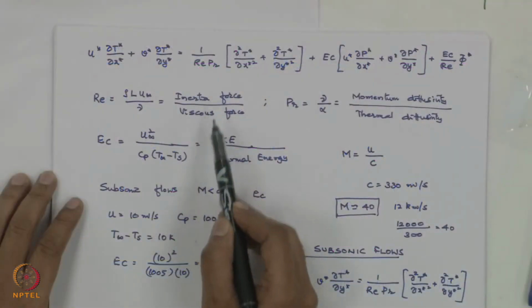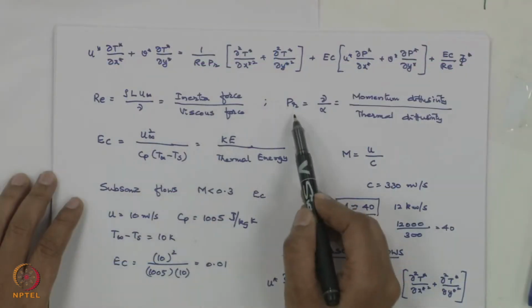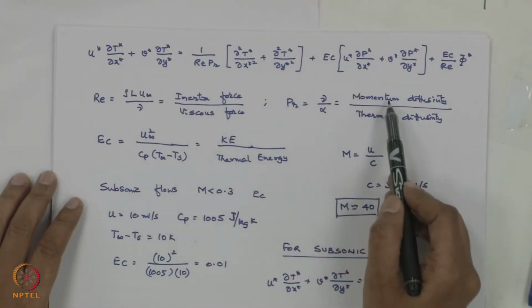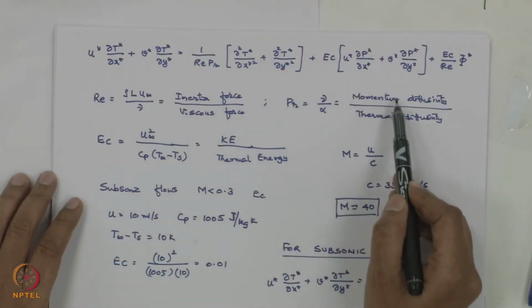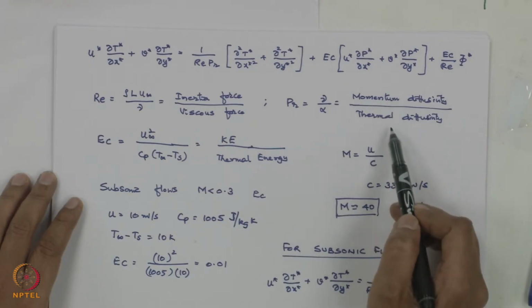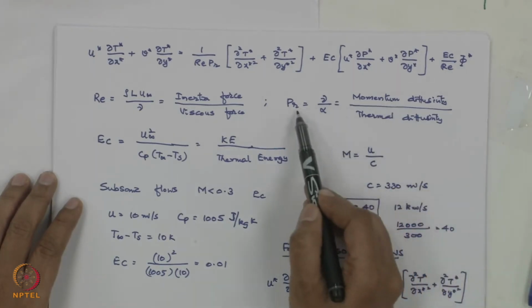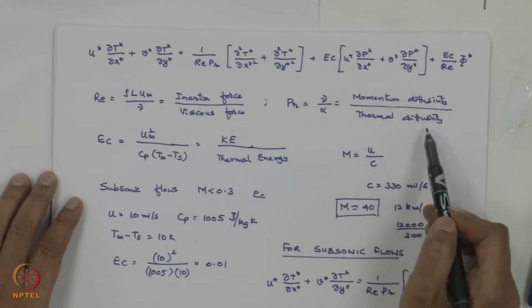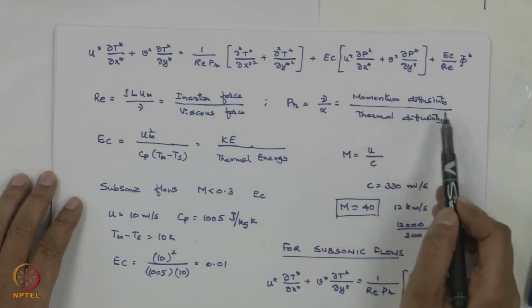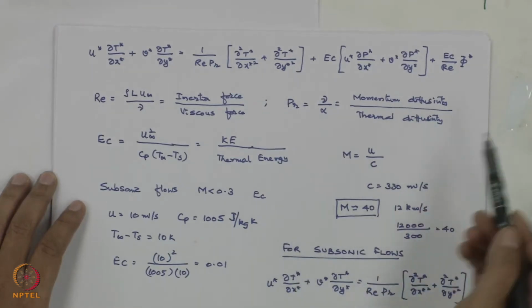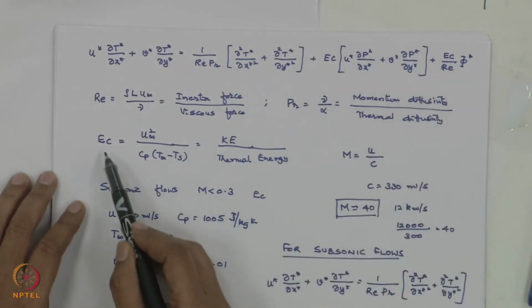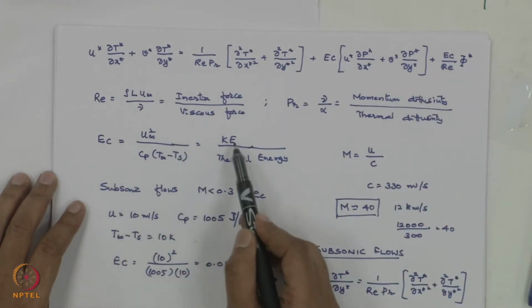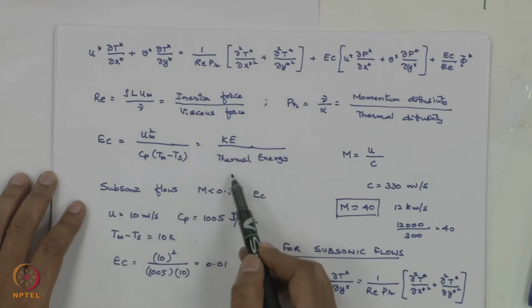of inertia force to the viscous force, and the Prandtl number states how much momentum diffusion is greater or lower in comparison with thermal diffusion. For example, if the Prandtl number is less than 1, momentum diffusion will be less than the thermal diffusion. Let us remind ourselves of this, we will come back to this again when we go into the scale analysis. The Eckert number is how much of the kinetic energy gets transformed into thermal energy.